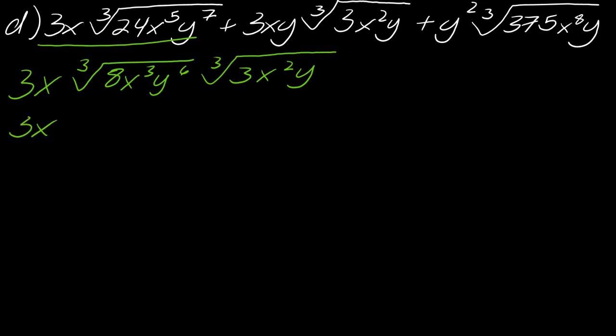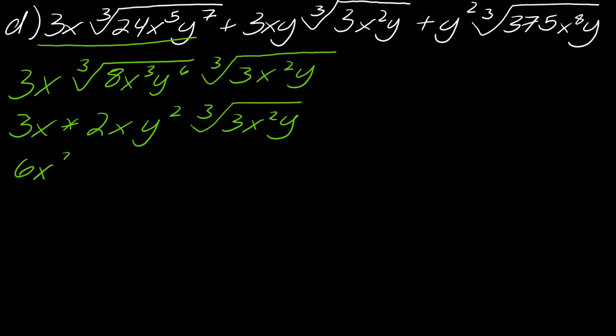So if I work this out, I'm leaving this 3x in the front alone, multiplying this by 2x y squared, and then I have this part that I cannot do anything with. So ultimately I get 6x squared y squared times the cube root of 3x squared y. Okay, so there's my first part.